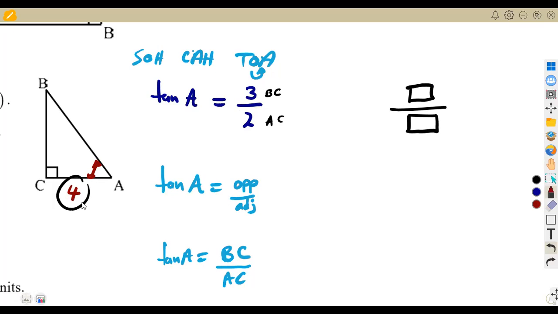But we know the original value for AC is 4. So which number did you use to reduce this 4 to give you a 2? That is how you simply ask yourself, which number? It's a 2. If we divide this by 2, we get a 2. So how do we get back now to this side here, from here? How do we get back?